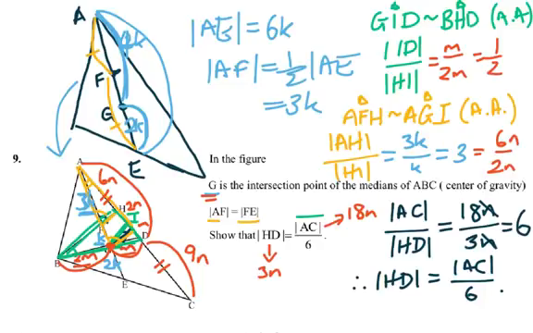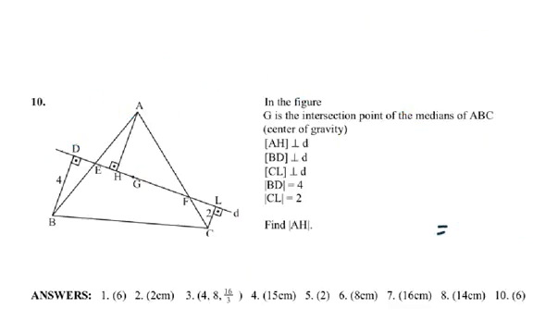Alright, well, let's also do the next question. So question number 10. So in this question we're using our ratio again. So we've got G is the intersection point of the median. So if we draw in that median, like so, then we know for sure that the ratio is going to be K to 2K.